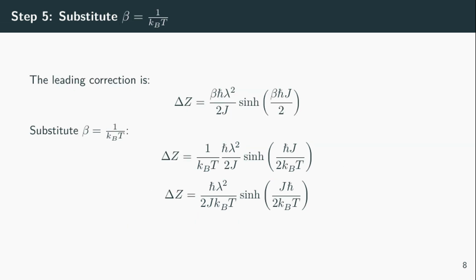Finally, step 5 is to substitute the definition of beta back into our expression for the leading correction. Remember, beta is 1 over kB T, where kB is Boltzmann's constant and T is the temperature. Our leading correction delta Z is beta h bar lambda squared over 2J times sinh of beta h bar J over 2. Replacing beta with 1 over kB T, we get delta Z equals 1 over kB T times h bar lambda squared over 2J times sinh of h bar J over 2 kB T. Rearranging the terms a little bit for clarity, the leading correction delta Z is equal to h bar lambda squared divided by 2J kB T, all multiplied by the hyperbolic sine of J h bar divided by 2 kB T.